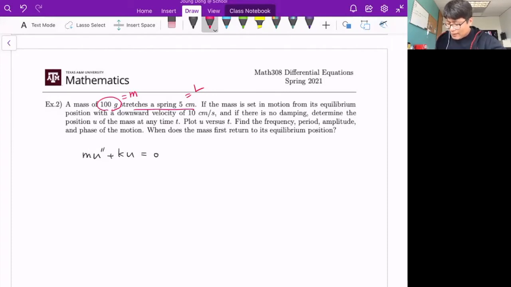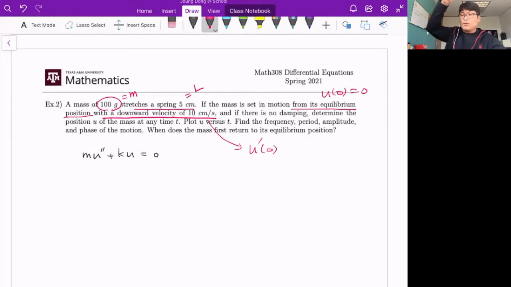And then what else? Oh, there we go. Undamped, and it starts from the equilibrium position, which means u0 is 0, right? And then with the downward velocity 10 centimeter per second, that is the initial velocity. But keep in mind, we say going down is the positive. So we can say it is positive 10 centimeter per second, okay?